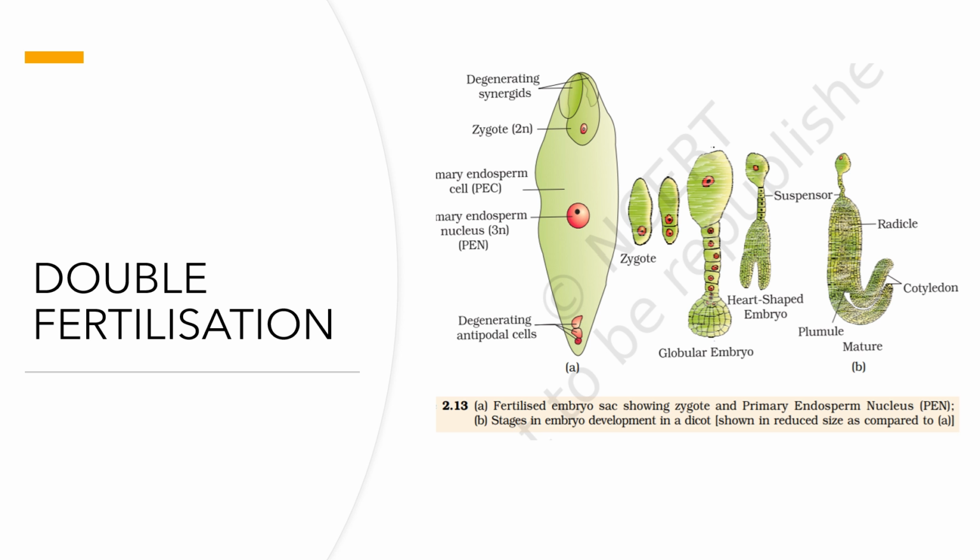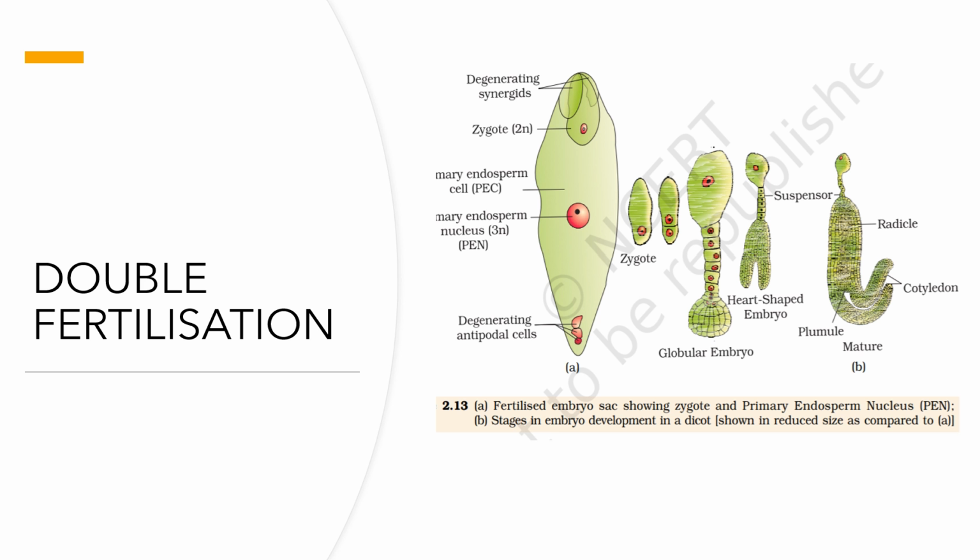And the second male nucleus unites with the polar nuclei present in the central cell, and then the fusion of three haploid nuclei is called triple fusion. And both these processes, syngamy and triple fusion, are called double fertilization.